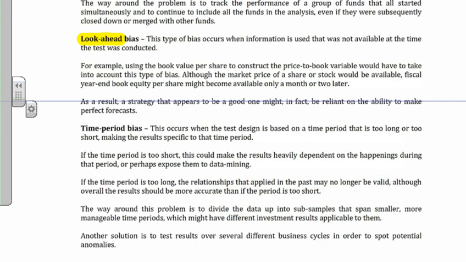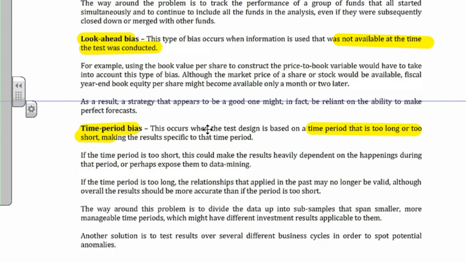We've got the look ahead bias. Look ahead bias is when I'm using information that was not available when the test was conducted. So it might well look like a very good strategy, but I'm really using data that was not available when the test was conducted. Time period bias generally occurs when I'm designing a test based upon a time period that's wrong. Either the time period's too long or too short, making the results very specific to a time period.